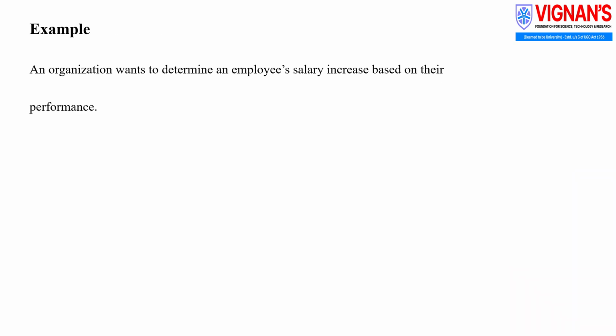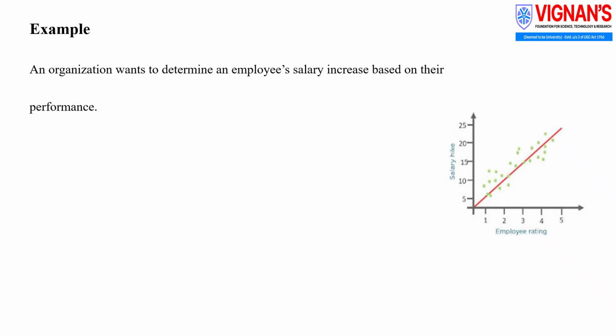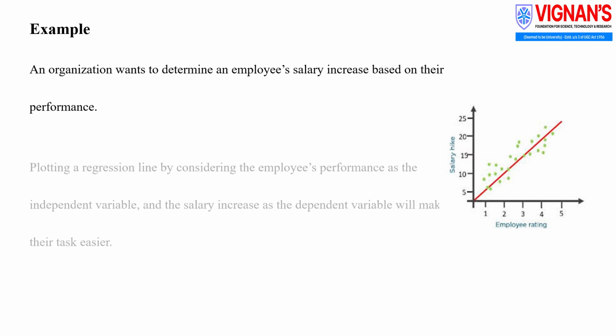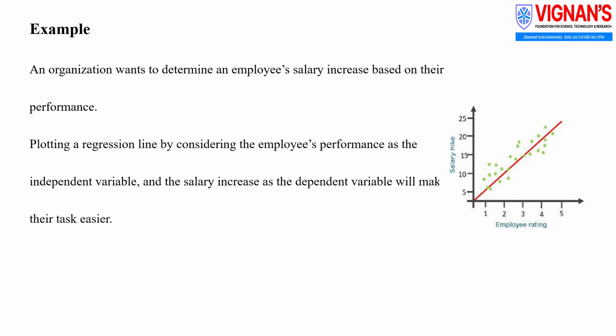Consider an example where a company decides salary hikes based on employee performance. By observing the image, each dot on the graph shows the actual data of an employee. The straight red line represents the linear regression model trained on this data. The employee rating is the independent variable, and the salary hike is the dependent variable. Using this model, the company can estimate the salary hike for a future employee by knowing their performance rating.